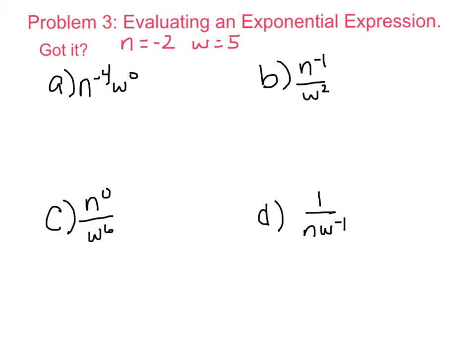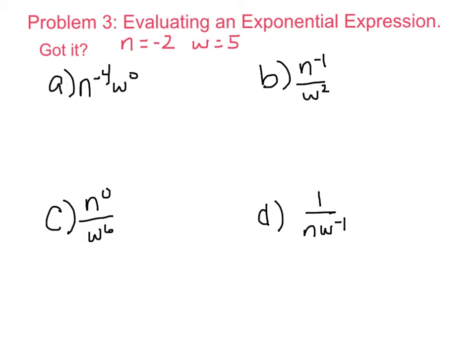Part 3 is evaluating an exponential expression. What that means is now they're going to give you a value of the variables. So in A through D, n is equal to negative 2 and w is equal to 5. Now the gray box at the top of page 286 says that when you evaluate an expression, you can actually simplify the expression before you substitute in the values of x or y or any other variables.